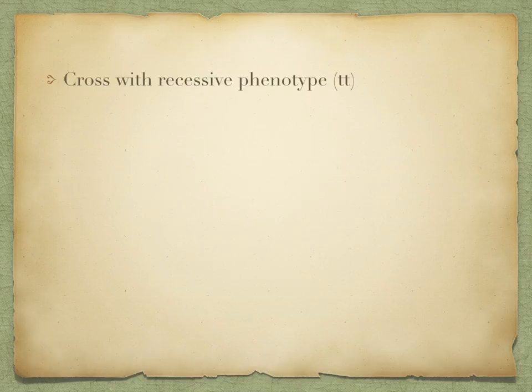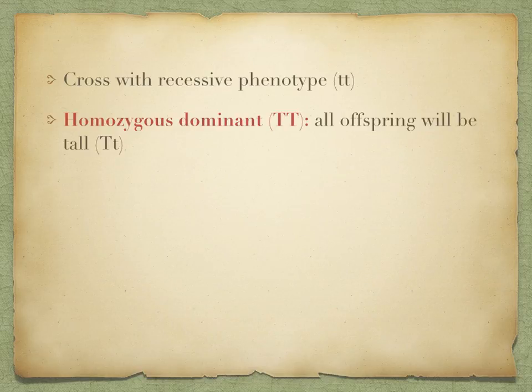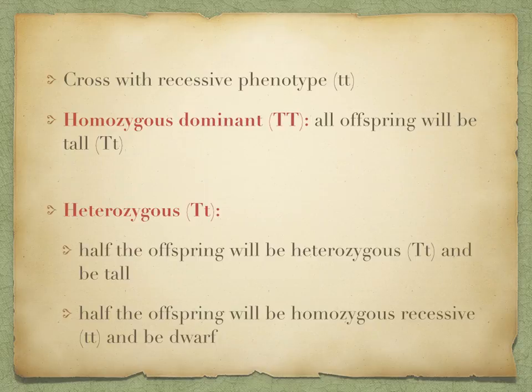So what you do is you cross the plant with another plant that has the recessive phenotype of the same character. For example, small t, a dwarf plant. If your plant is homozygous dominant, capital T, capital T, all the offspring will be tall. If your plant is heterozygous, which means capital T, small t, half of the offspring will be heterozygous, capital T, small t, so the phenotype will be tall. The other half of the offspring will be homozygous recessive, small t, and be dwarf.